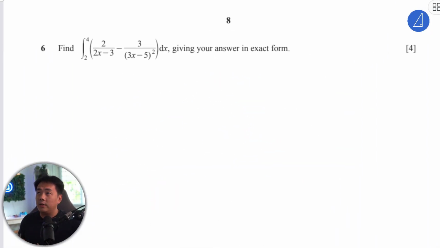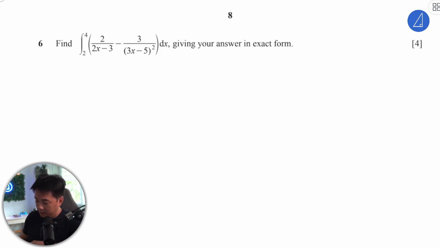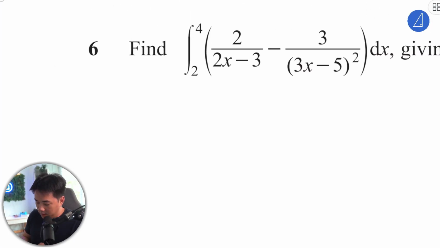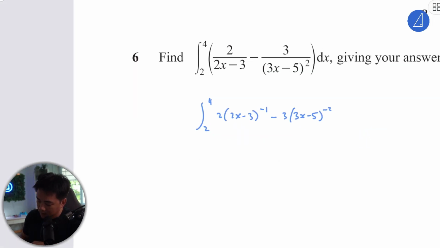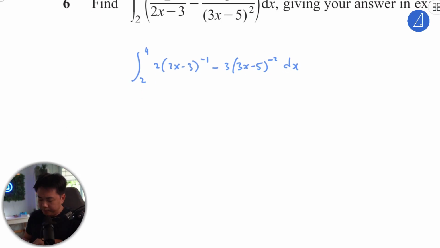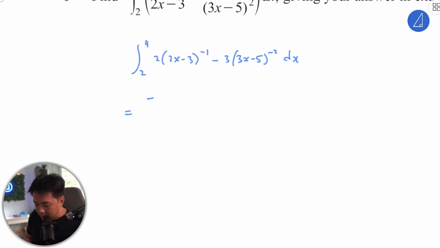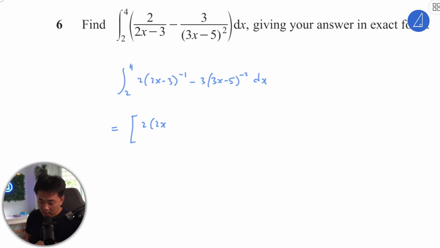So let's look at question 6. Find this definite integral from 2 to 4. I think this is pretty okay. We're just going to integrate from 2 to 4. We have 2x minus 3 to the power of -1, minus 3x minus 5 to the power of -2, then put this as dx. Once done, what I do is, oh, this is ln, right? This has a power of -1, so you can't divide by 0. So you get ln.